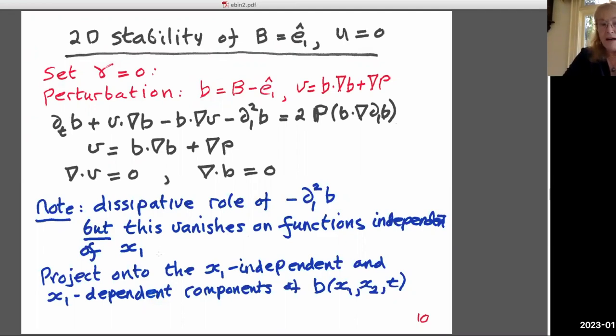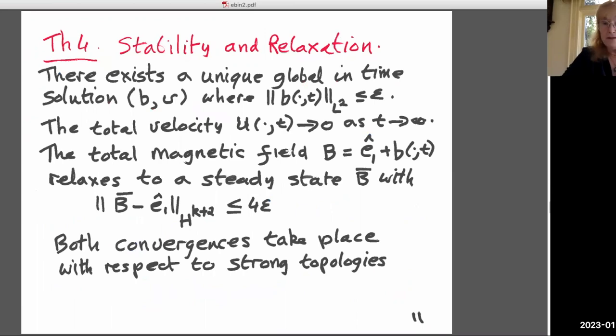Which had this same feature of diffusivity, but only for functions that were dependent on a certain parameter. So what we do is we project onto the x1 independent and x1 dependent components of this vector field B. And the result that we get is we prove both stability and relaxation of the MRE equations with this very, very special steady state that we're perturbing about.